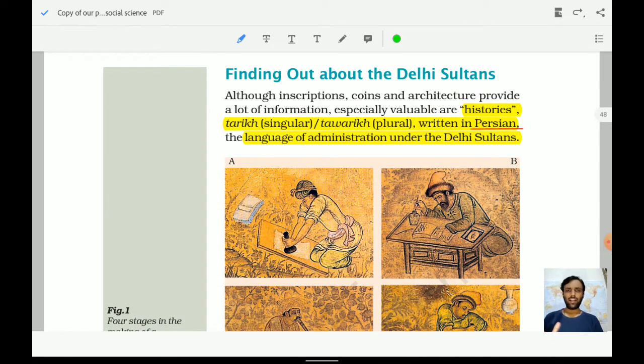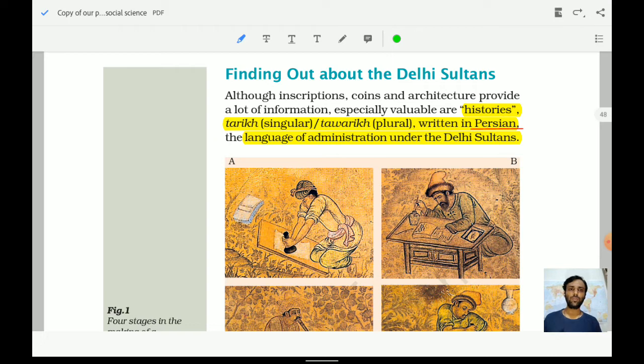So it is talking about how historians were able to know about the Delhi Sultanate. There were prominent historians in the court of these sultans, right? These historians used to write histories, and these histories were called tarikh when written in the singular, and tawarikh for the plural, like multiple histories, right? And it was written in Persian, of course, since they were coming from Persia.